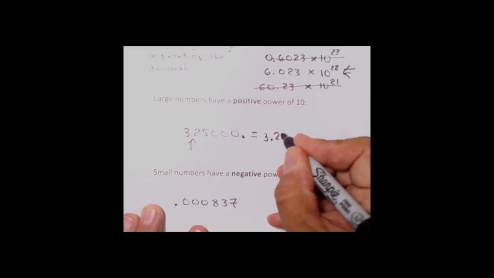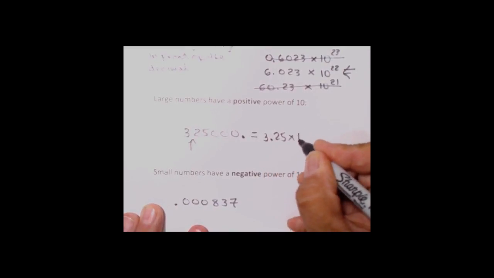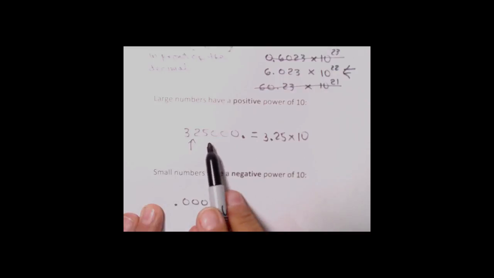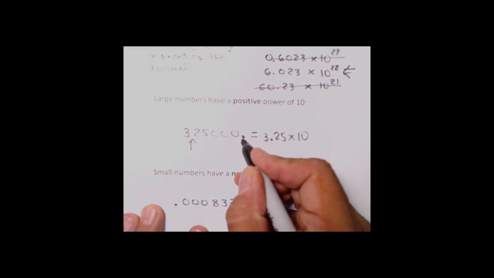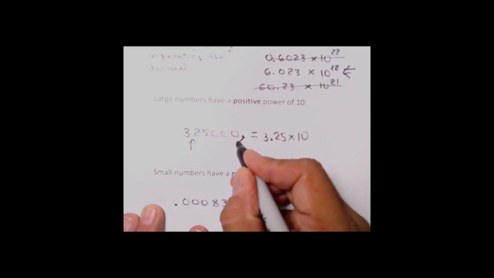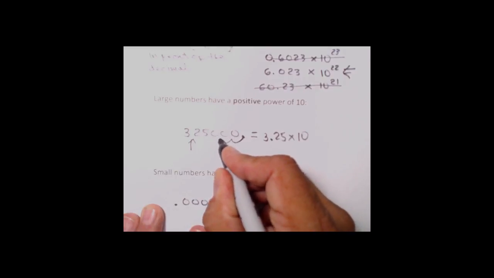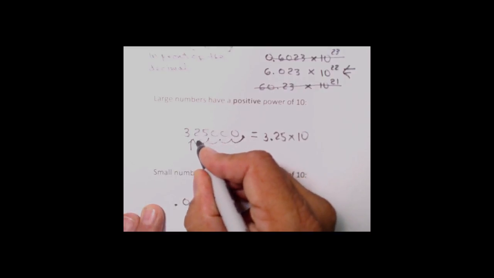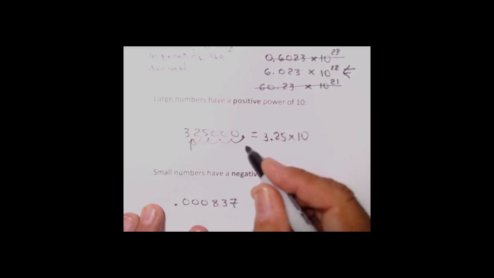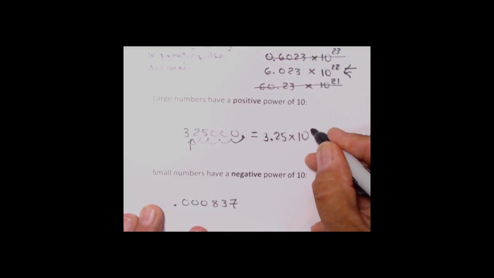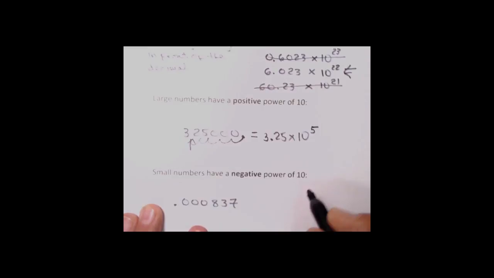So 3.25 times 10. Now, this of course is a big number compared to 1, so we're going to have a positive exponent. The question is, what is it going to be? Well, how many places do we have to jump the decimal point? 1, 2, 3, 4. We had to jump it 5 places to get to where we wanted, so that means times 10 to the 5th.